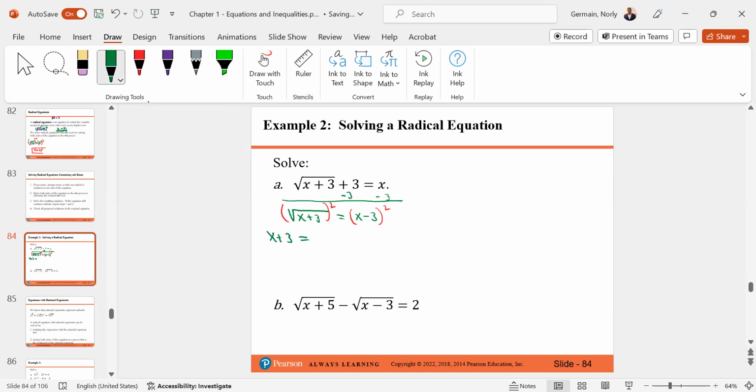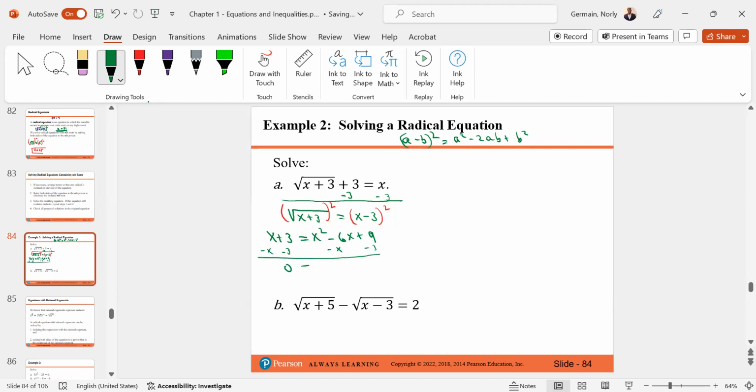But on the right side, you're going to use that property, a minus b to the power 2, which gives you a squared minus 2ab plus b squared. If you forget, please review the previous chapter. So we get x squared minus 2 times x times 3, which gives you 6x, plus this 3 to the power 2 is 9. Because it is a quadratic equation, it will be better that we move all the terms to one side. That means subtract x from both sides and subtract 3 from both sides.